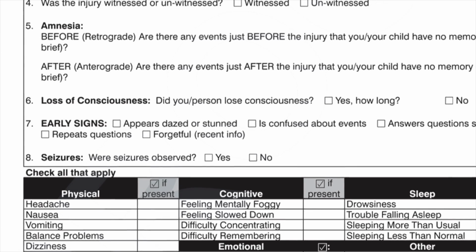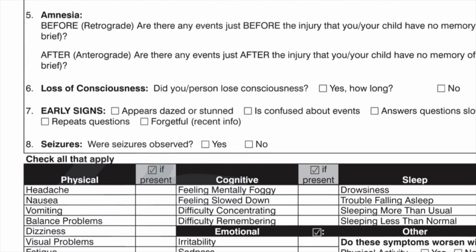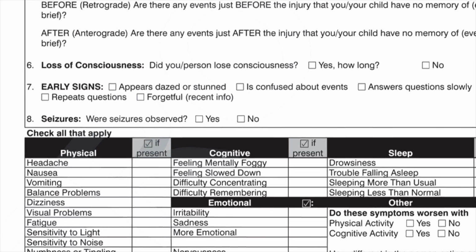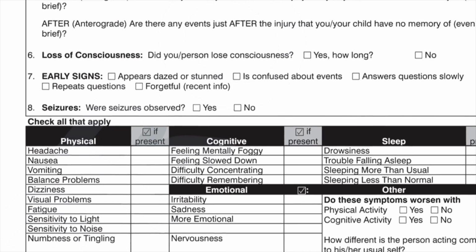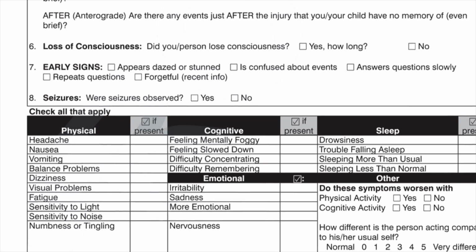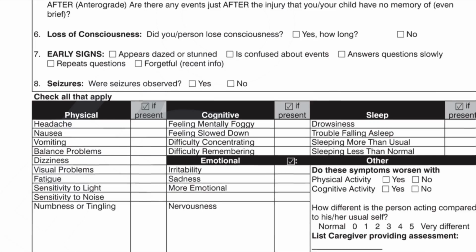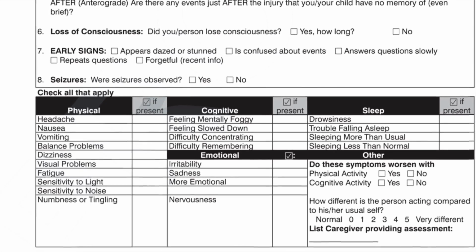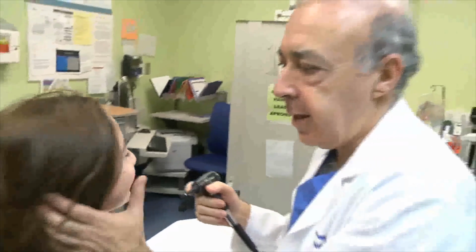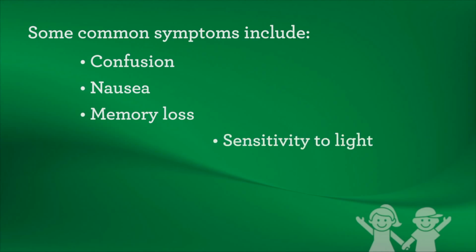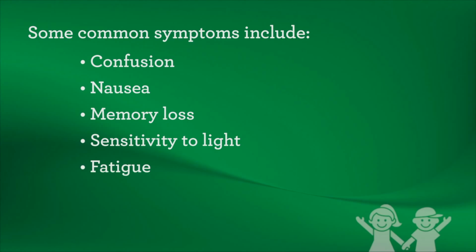After we get the initial assessment for the event, we ask about 4 specific areas to assess the degree of concussion. These are the physical symptoms, the cognitive symptoms, any emotional problems, and any sleep disorders. When assessing a concussion patient, knowing the signs is key. Some common symptoms include confusion, nausea, memory loss, sensitivity to light, and fatigue.